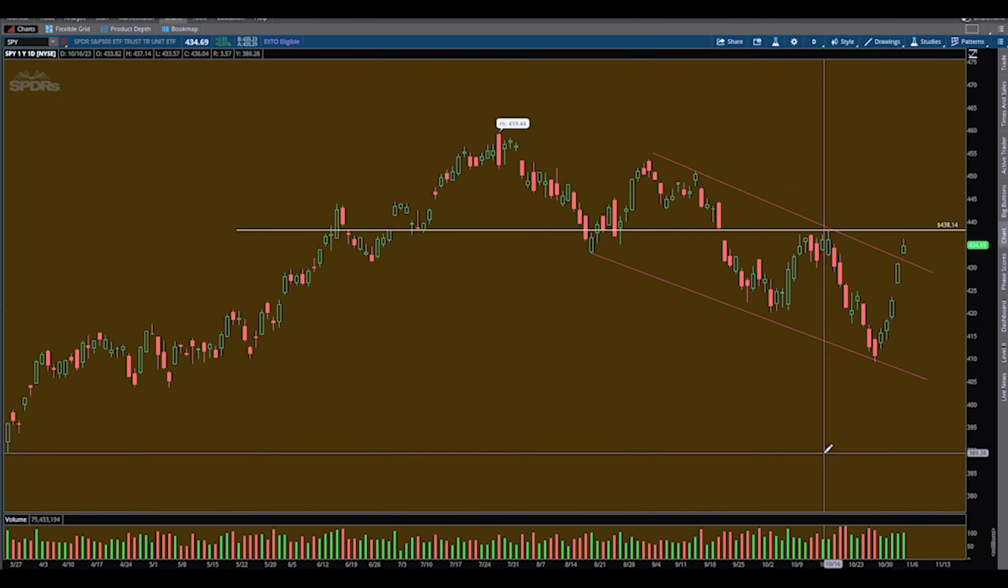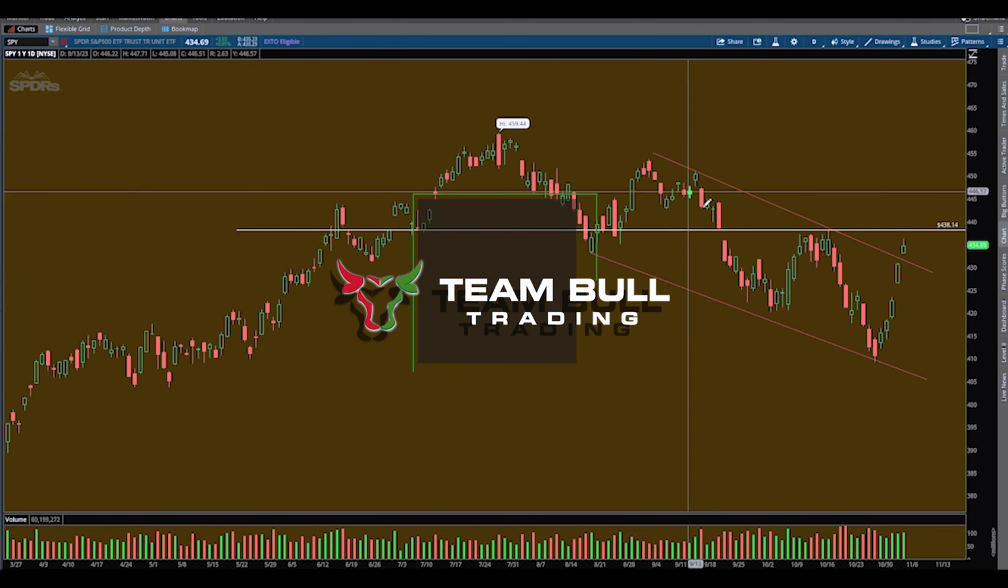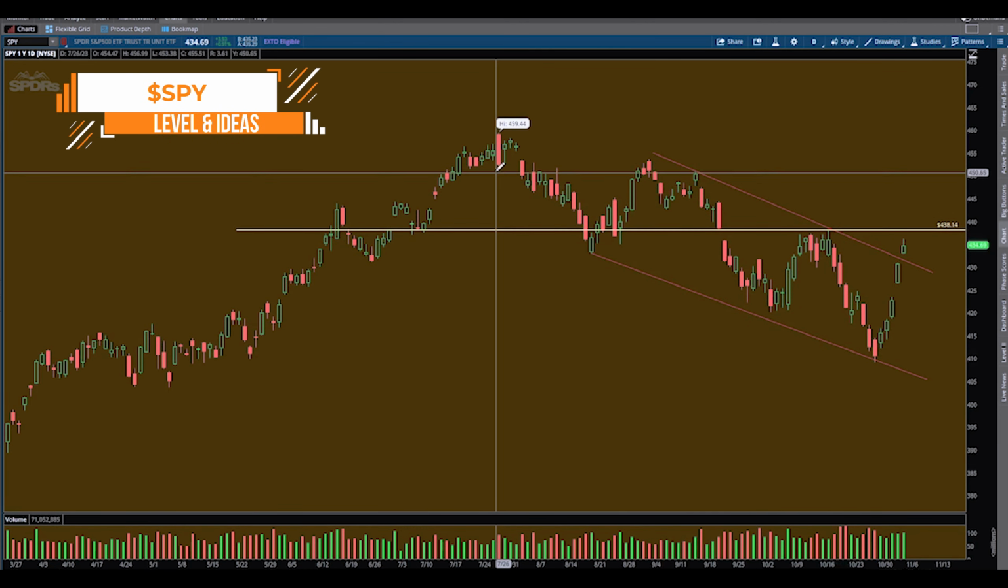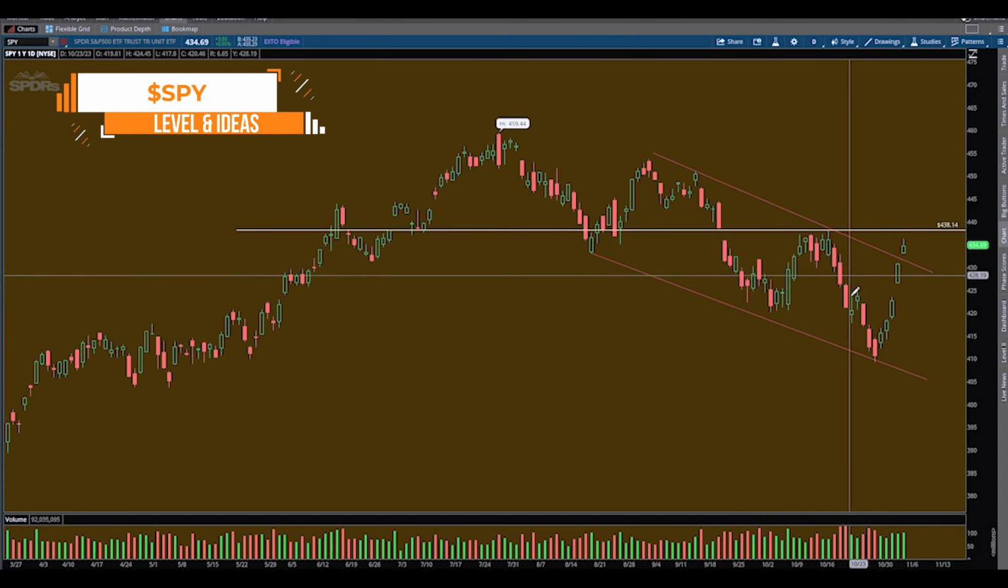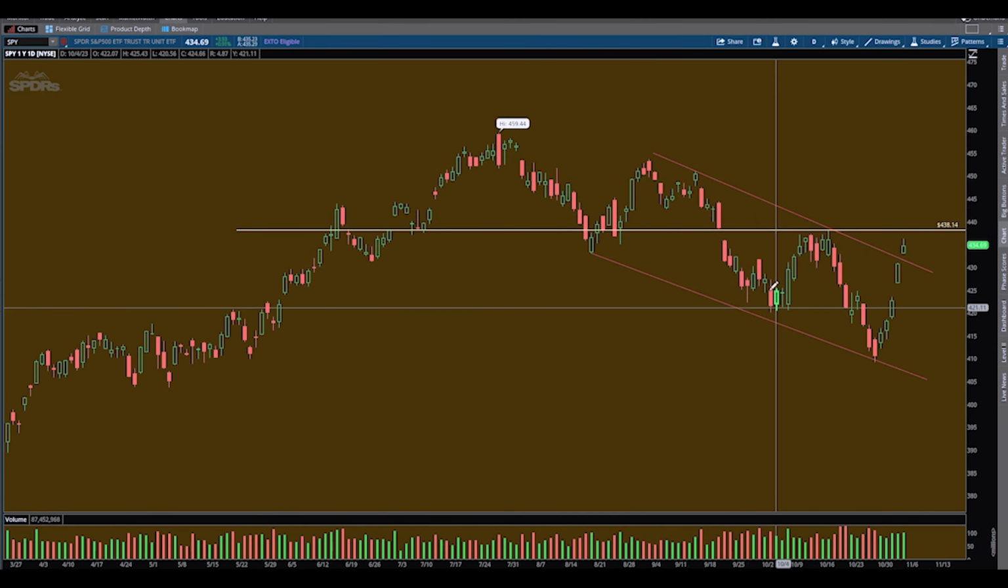So let's just get started with SPY here. This is our bread and butter, right? It's our go-to for options trades. So let's take a look at this trend we have on the daily. You can clearly see we're in a daily downtrend, right? Why? Because you can see here we're making lower highs and lower lows, right?